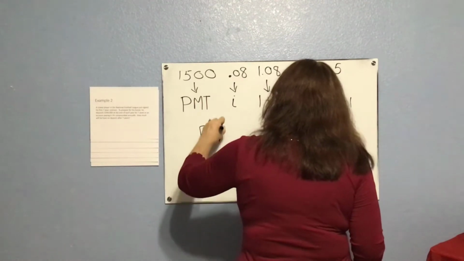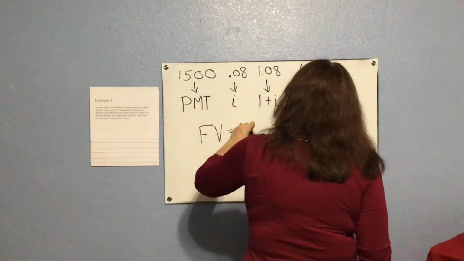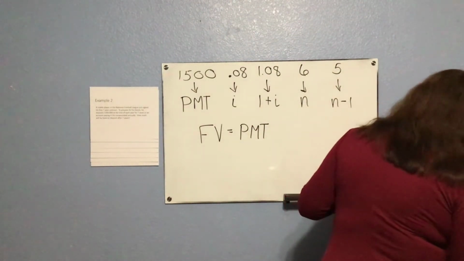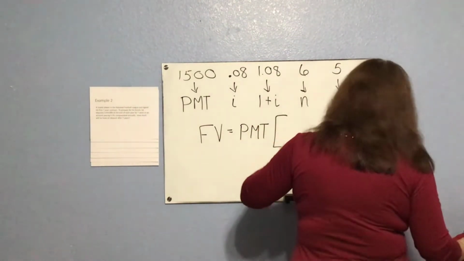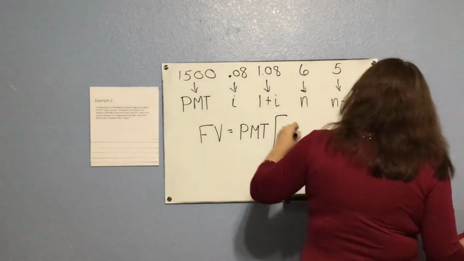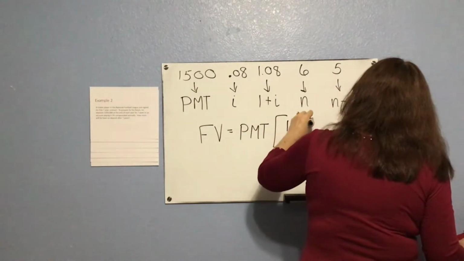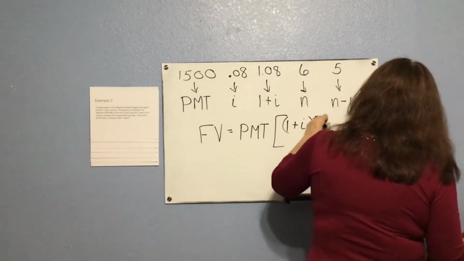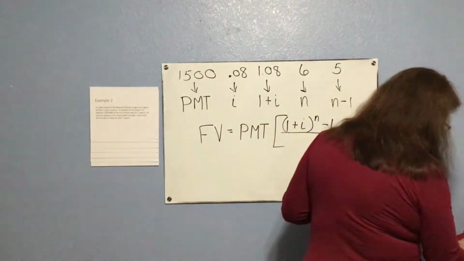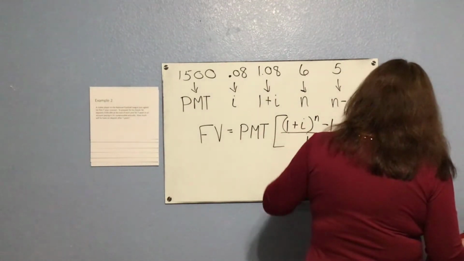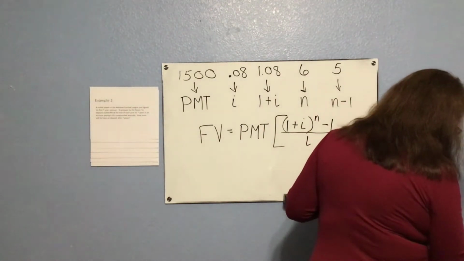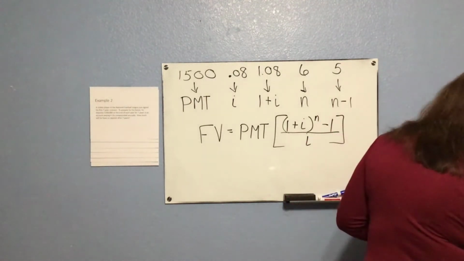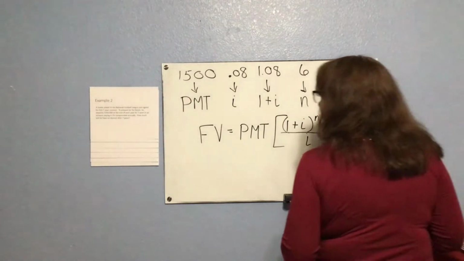Future value is equal to PMT, payment, times 1 plus I to the n power minus 1 divided by I, just like that. Let's look at another example now.